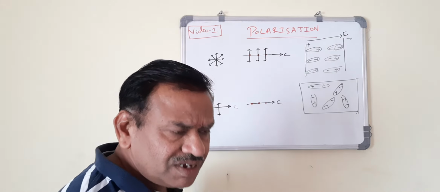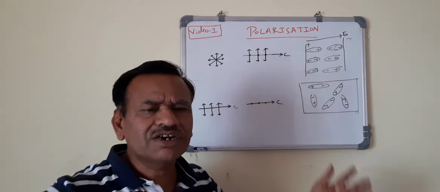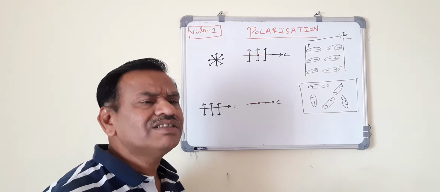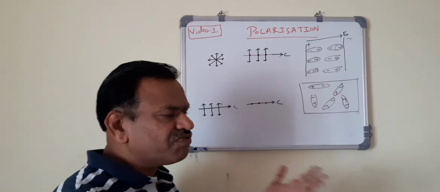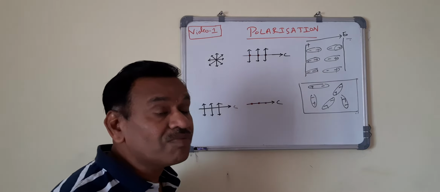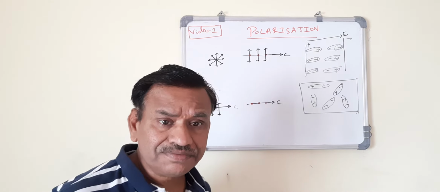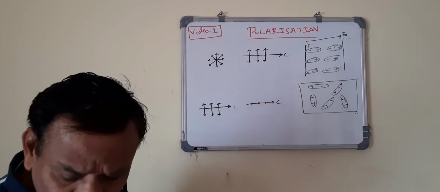I have given one more example also. In the absence of the teacher in the classroom, all students are oriented in different directions, one facing in this direction, another in that direction. The moment the teacher enters the classroom and you start talking, your face is towards the board. That is called polarization. But here you see, this is called unpolarized.